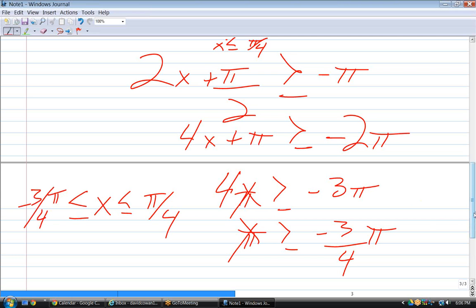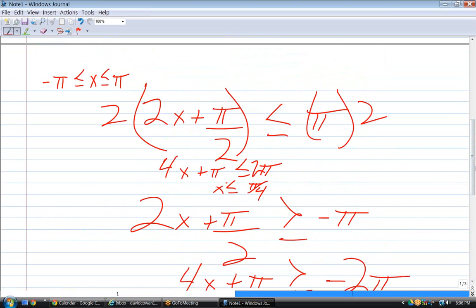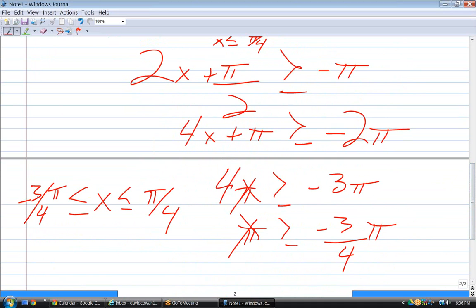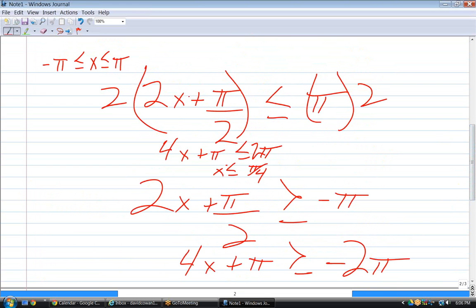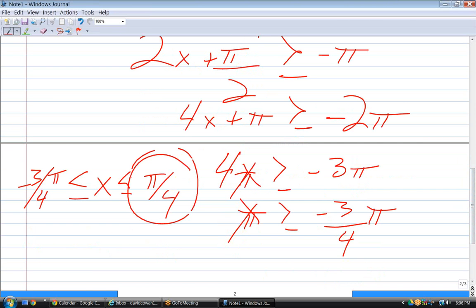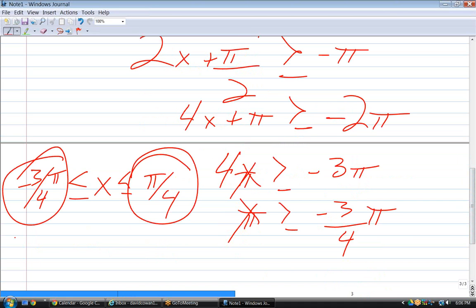And let's see if that works. I'm saying x has to be greater than minus 3/4 pi, so minus pi over 2 would be in this interval. And if x were minus pi over 2, then I'd have minus pi plus pi over 2. That's minus pi over 2, so that works also. So x has to be in that interval between pi over 4 and negative 3 pi over 4.